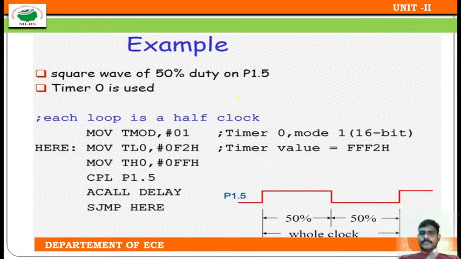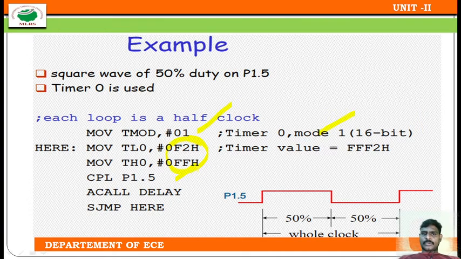For example, here I am showing how to generate a 50% duty cycle on port P1.5. Again I am using the same Timer 0 mode 1 operation. So initialize the timer in mode 1. Here some initial values are loaded for on and off time, and I complement the bit. Then I call the delay program.